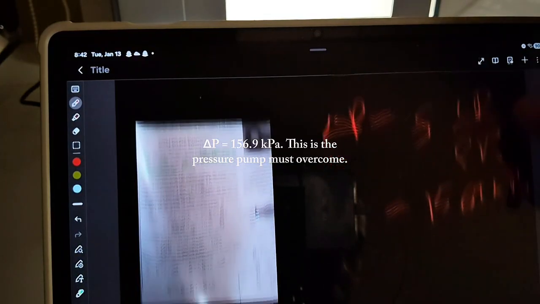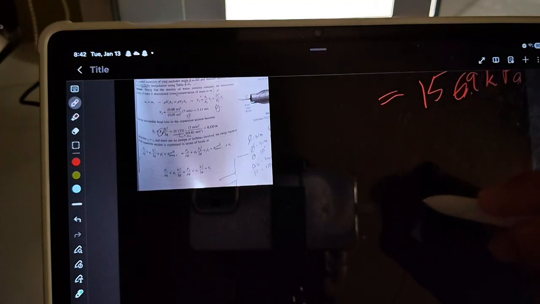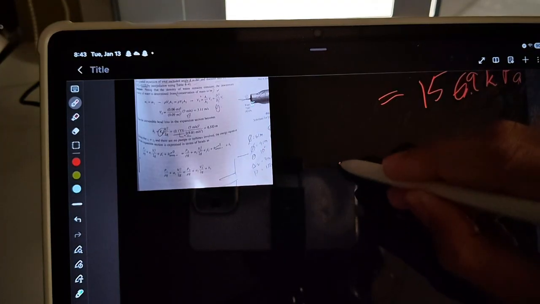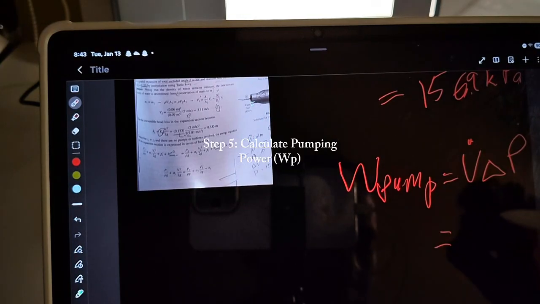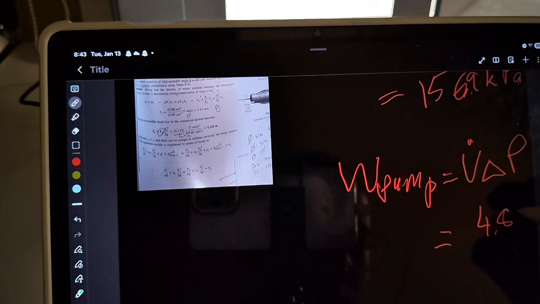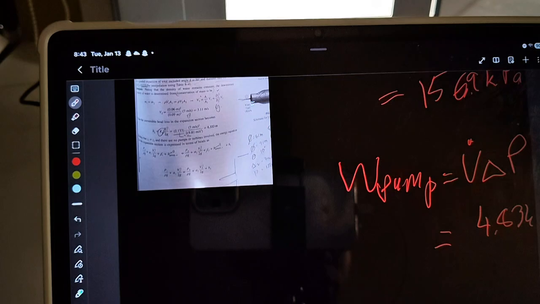And next, we will find the pumping power, which is work pump. So we substitute the value and we will get 4.83 kilowatt. And the pump must supply 4.83 kilowatts of mechanical power.